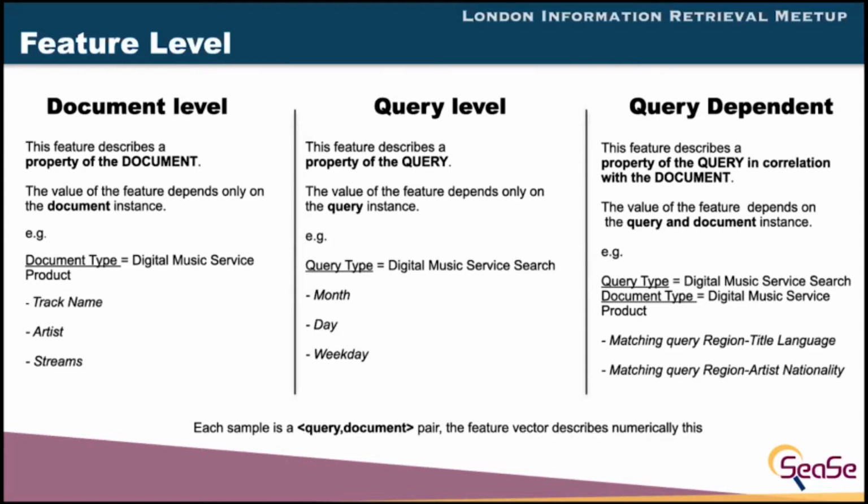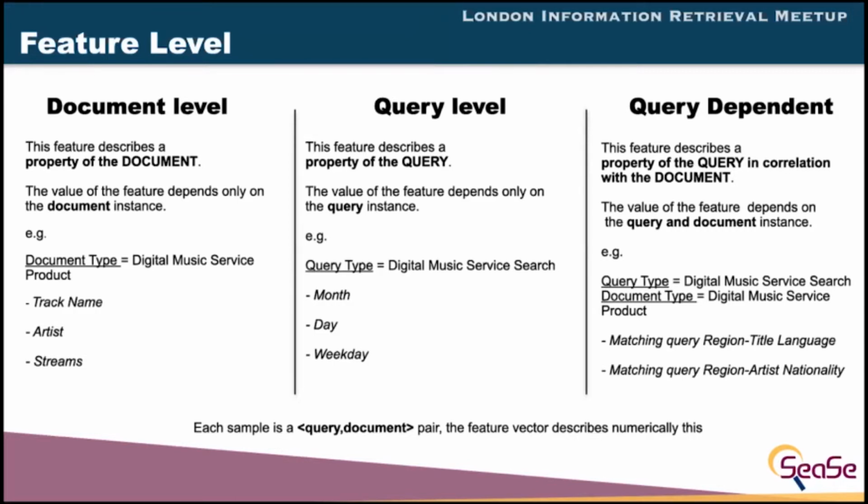In our case, document level features are track name, artist, and streams. Query level feature is the date and consequently day, months, and weekday. In our case, we do not have query document features, but potentially they could be implemented in the future as further study. That's why I want to mention them.